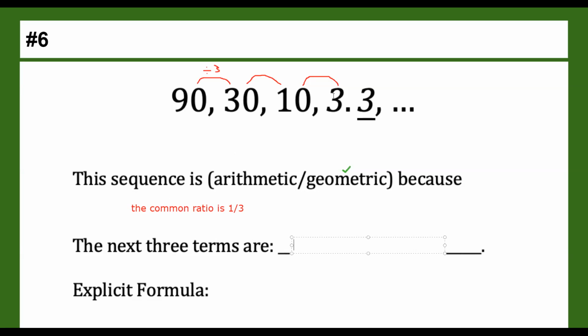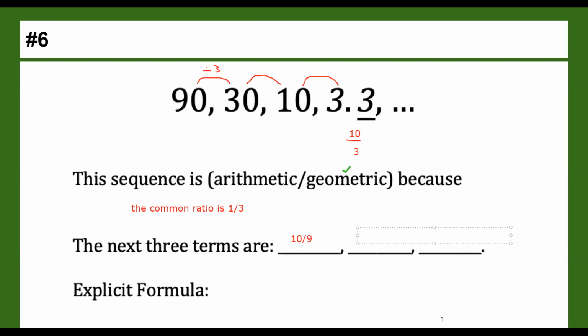3.3 repeating. I'm going to actually write that as a fraction. So that's like saying 10 divided by 3, or 10 over 3. That's a fraction. That's fine. Okay. So now the next term is going to be 10 over 3, a fraction, times 1/3. And if you recall our fraction rules, we multiply numerator times numerator and denominator times denominator. So 10 times 1 is 10, and then 3 times 3 is 9.